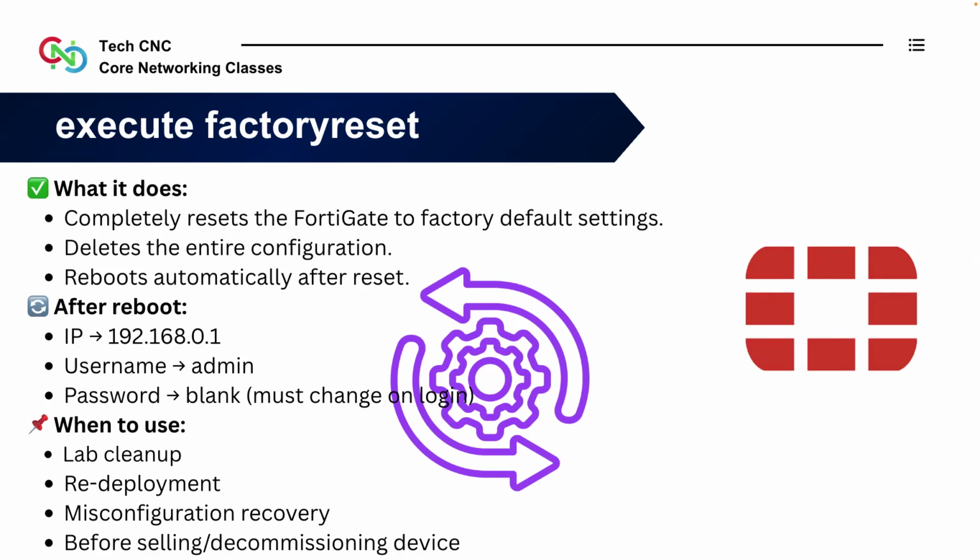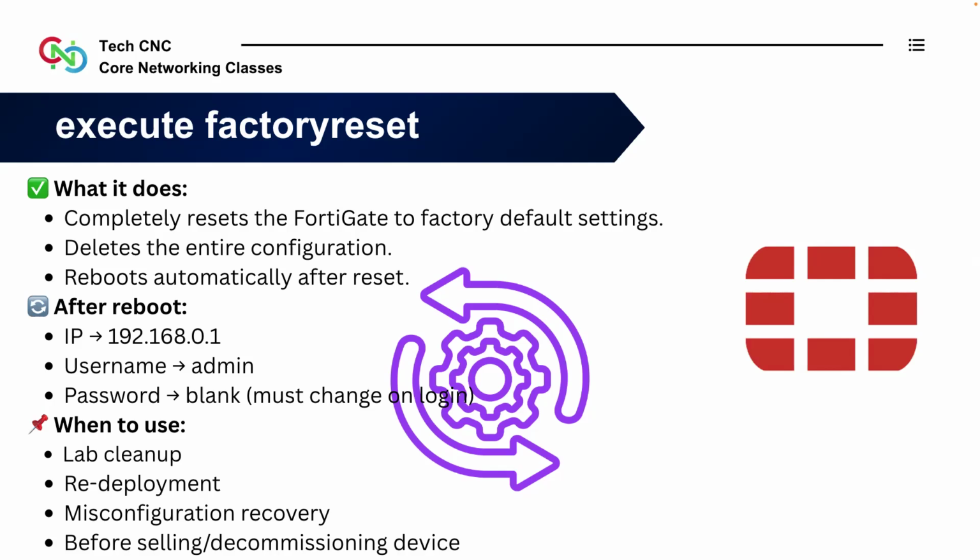And when we use the factory reset, like I want to do a lab cleanup, I want to redeploy the complete configuration. Let's say we have done some configuration, and now I want to do some different scenario. I want to configure some different policies, but I don't want to go one by one and delete everything, right? So we can just do a factory reset and it will take you to the default setup. Other cases are misconfiguration recovery, or before selling the box or decommissioning the unit, right? So that's how, in these use cases, we do factory reset and we run exactly this command to do a factory reset.